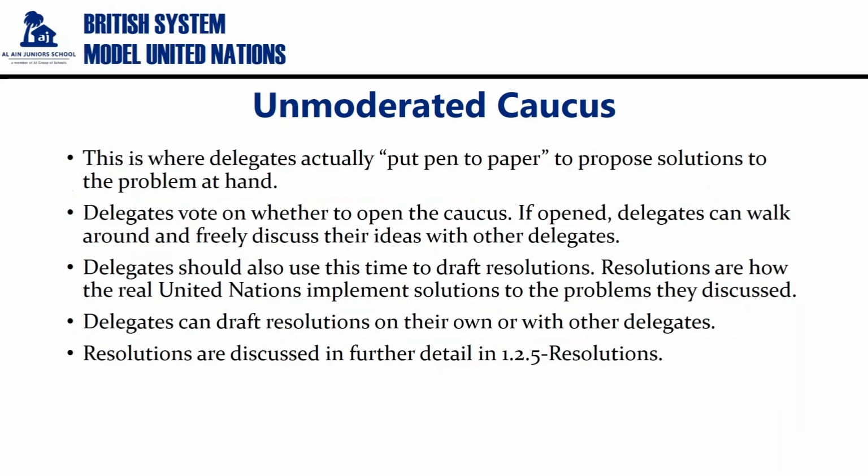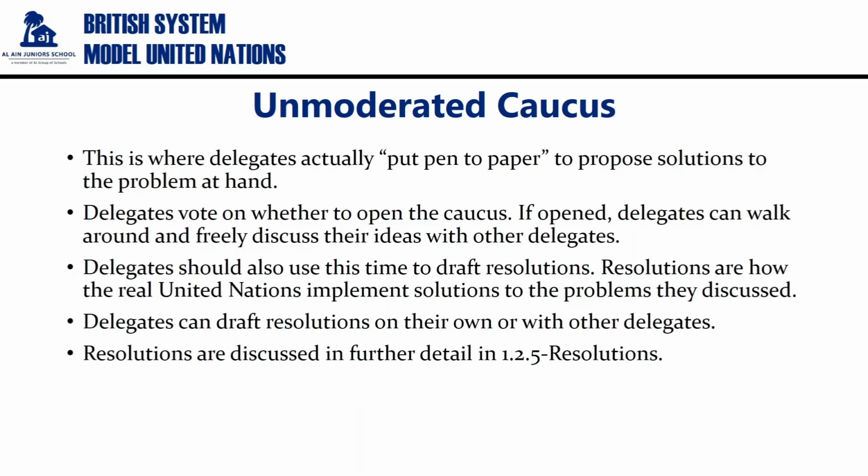Unmoderated caucus is where we actually meet the main goal of Model United Nations, and that is to propose solutions to the problem at hand. Delegates vote on whether to open the caucus. Delegates also vote on a caucus time.